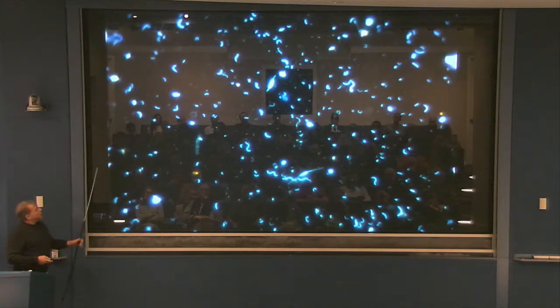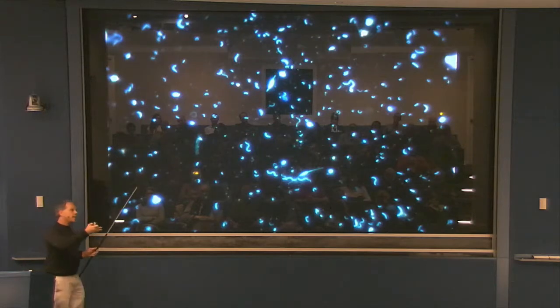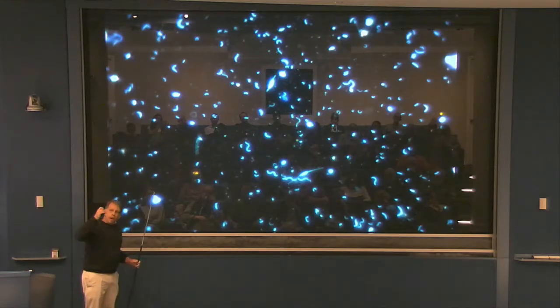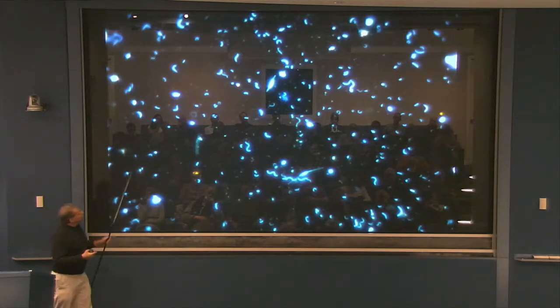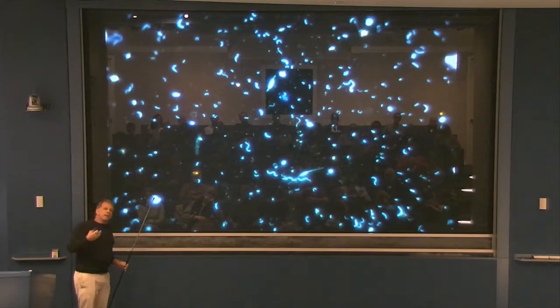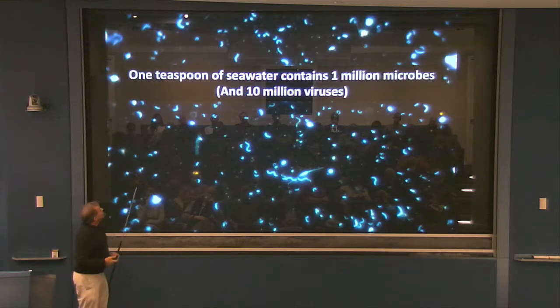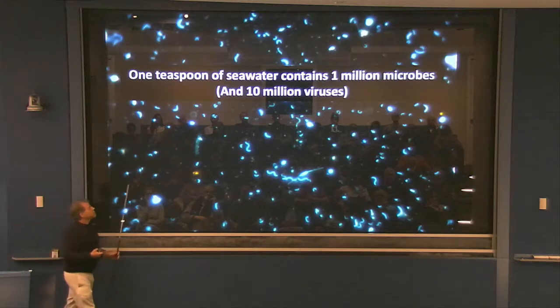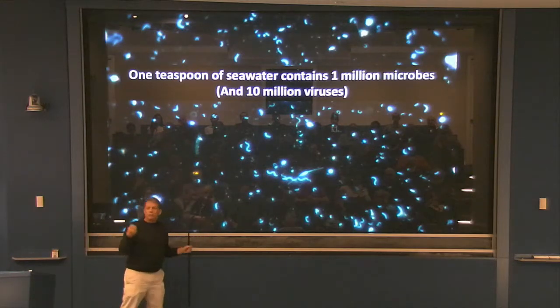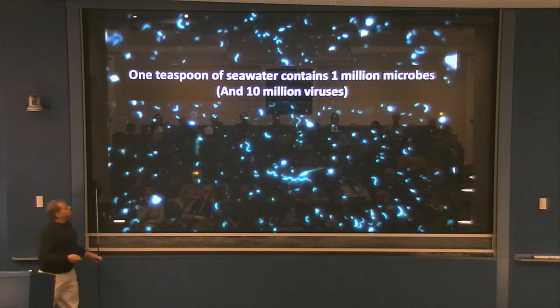This is an epifluorescence micrograph. These are just microbes that are pulled down on a filter and stained with a stain that binds to DNA. If you excite that with light, the organisms fluoresce. And that's how oceanographers can count microbes in the sea. They can also use other techniques like flow cytometry. The point here really is that microbes are really abundant: for every teaspoon of seawater there's 1 million microbes, and there's about 10 million more viruses in each small bit of seawater.